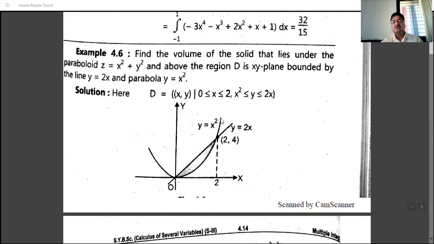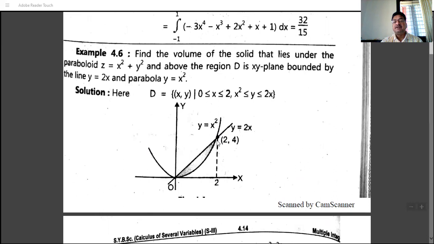So this is y is equal to x square, a parabola. x square is equal to y is a parabola around the y axis, and it is above the x axis because x square is positive y. And the other curve is the line y is equal to 2x, which passes through the origin.